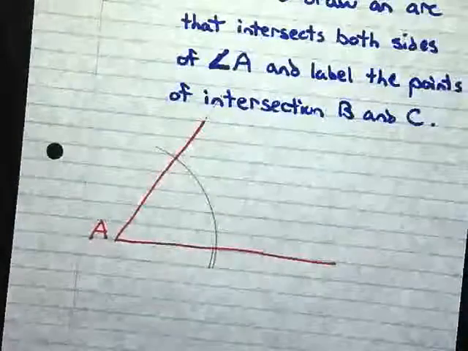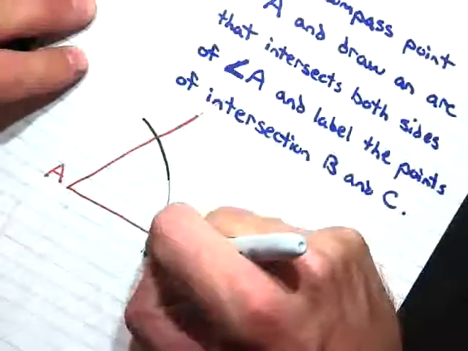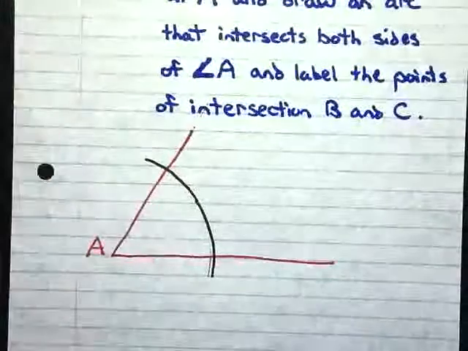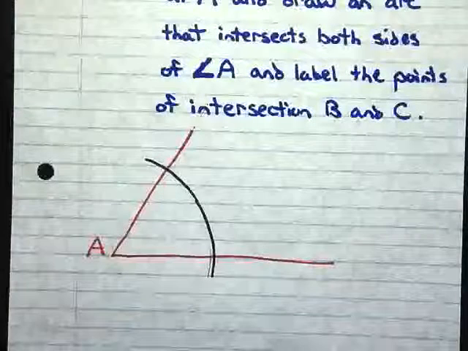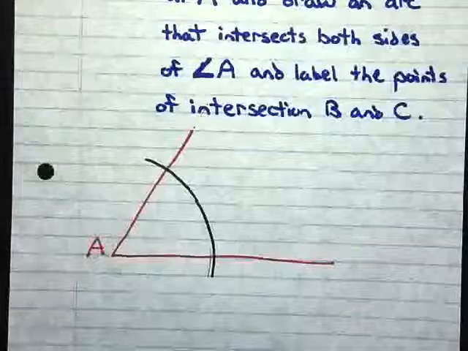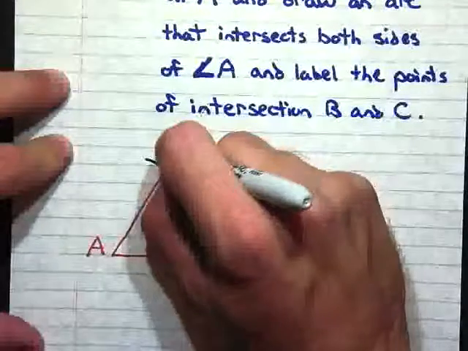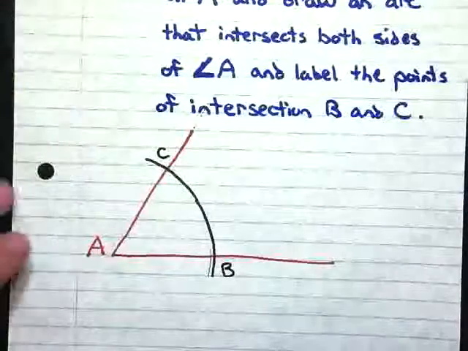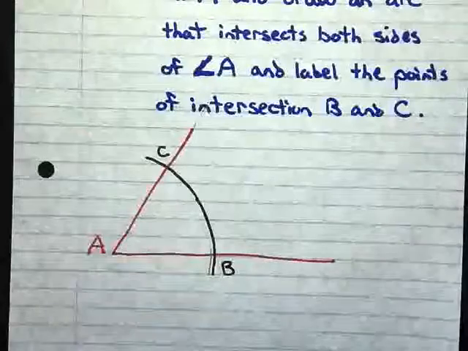Let me trace this in black so you can see it a little better. So there's the arc that I just swung. I want to label the points of intersection B and C. So let's label this one B and this one C. And that's step two.